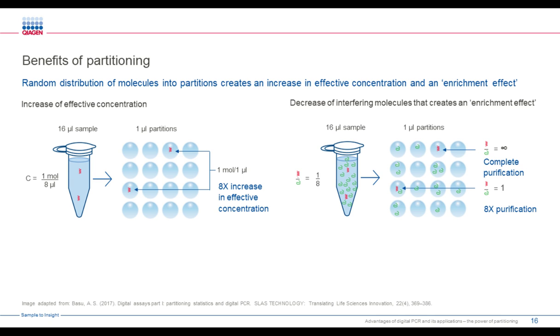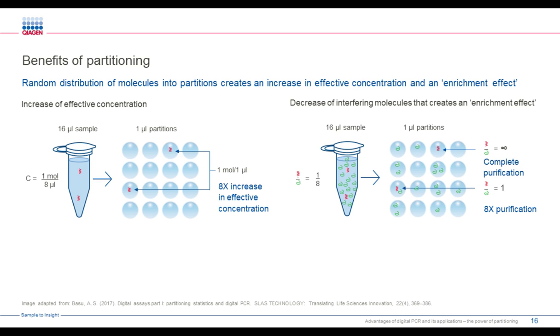So, the benefits of partitioning. In this example, we have two conditions. The first one is a 16 microliter reaction, a bulk reaction. In this 16 microliter sample, we have two molecules inside. So the effective concentration in the bulk sample is one molecule in 8 microliters of sample.